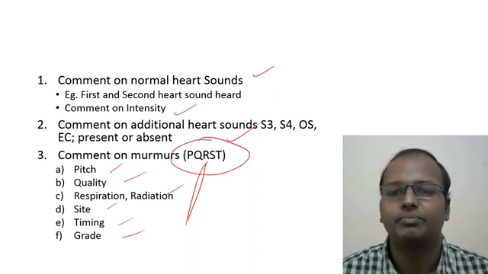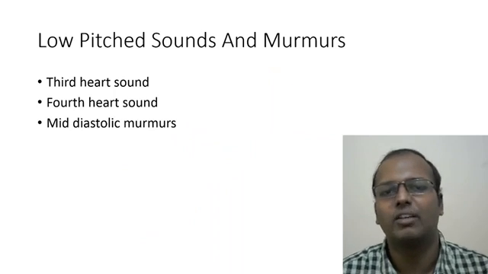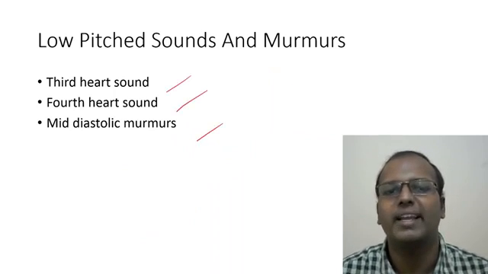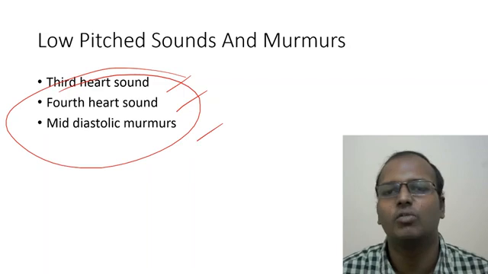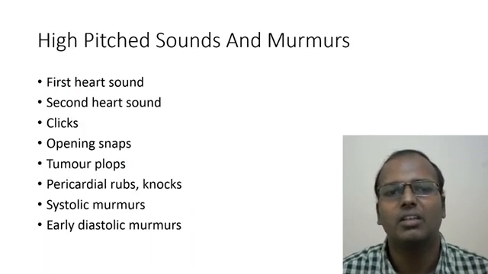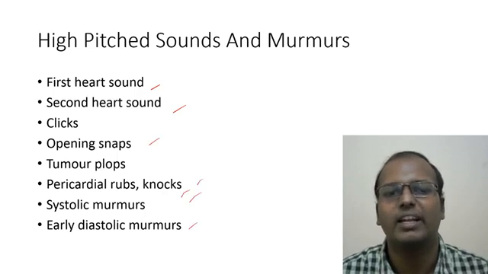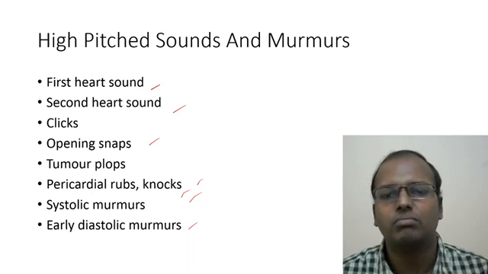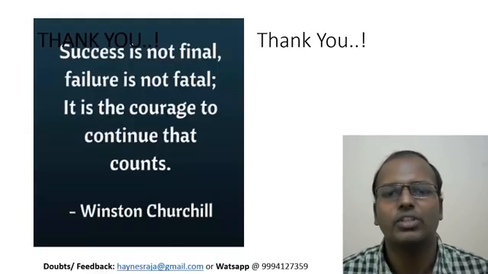So just to tell about the low pitched sounds and murmurs: third heart sound, fourth heart sound, and mid diastolic murmurs. These are the classical low pitched sounds and murmurs in cardiac auscultation. And high pitched sounds and murmurs are first heart sound, second heart sound, clicks, snaps, anything else which you can encounter is your high pitched sound and murmur. And so with this we have come to the conclusion.